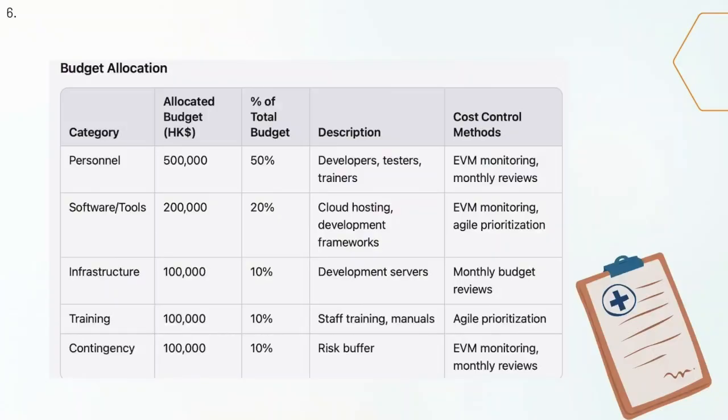Let's move to the cost and budget management. The table will explain how the money is spent during the whole project. With a total investment of 1 million Hong Kong dollars, cost management is crucial for the project's success. Personnel costs occupy 50% because developers, testers, and trainers play key roles.